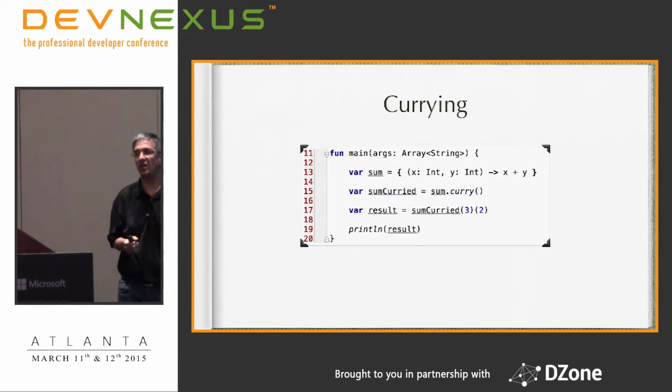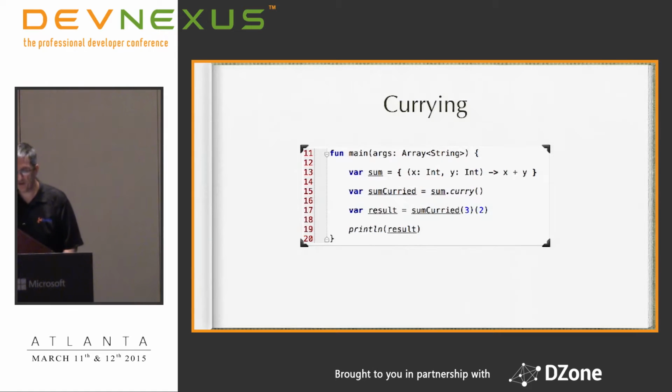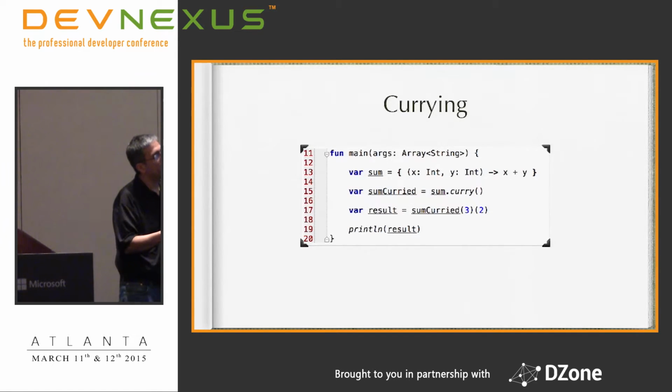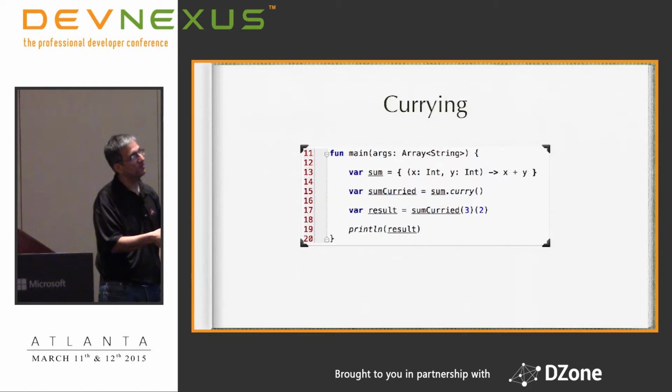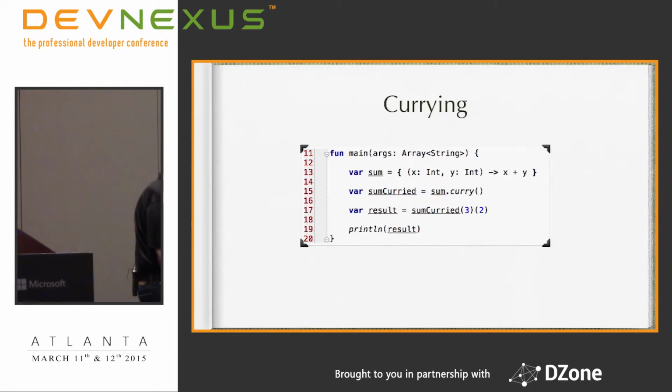Another concept which exists in functional programming is called currying. And if you've heard of, how many of you have looked at Haskell? Right, so Haskell Curry. This is kind of where this comes from. And what currying allows me to do is, I have a function called sum, which takes 2 integers. And if I curry that, what that is going to give me back is a function that only takes 1 integer, 1 parameter.